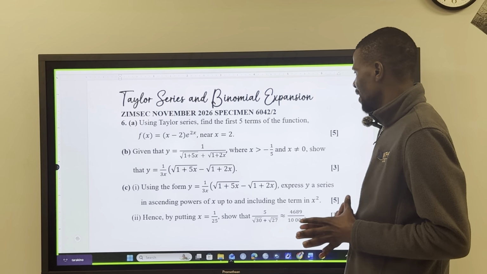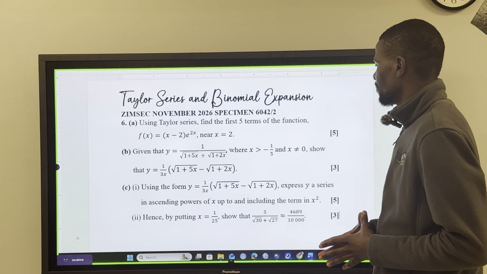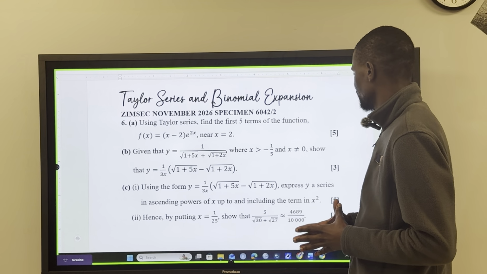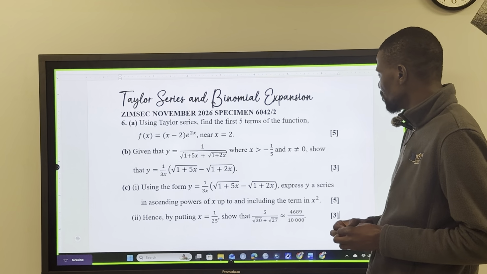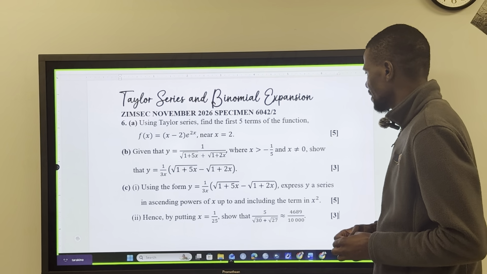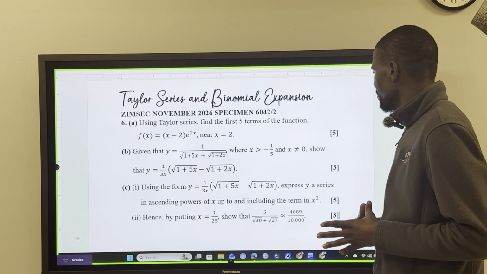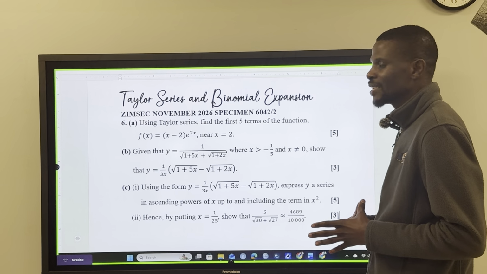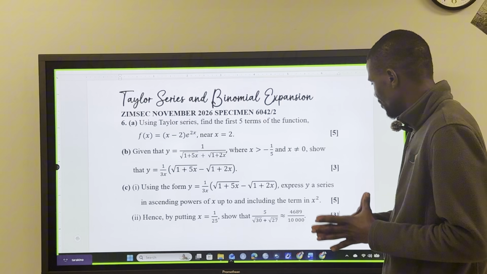C, item 1, using the form y equal to 1 over 3x by square root of 1 plus 5x minus square root of 1 plus 2x, express y as a series in ascending powers of x up to and including the term in x squared. 2, hence, by putting x equal to 1 over 25, show that 5 over square root of 30 plus square root of 27 is approximately equal to 4689 over 10,000.